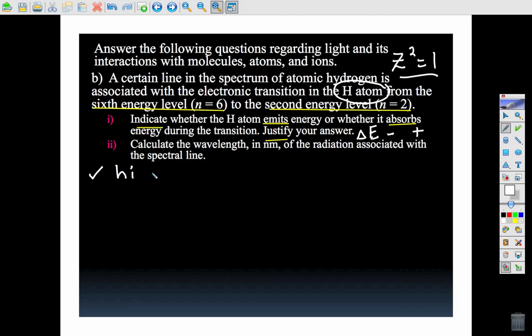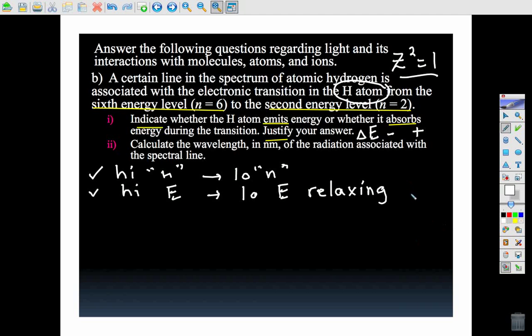We are going from a high value of n in our transition to a low value of n, which means we are going from a high energy state to a low energy state. And when you go from high energy to low energy, you're typically relaxing, you kick back and relax. And that's an emission process. So emission process. Okay? So that's how you could justify that. Or you could do the calculation that we're about to do in just a minute.